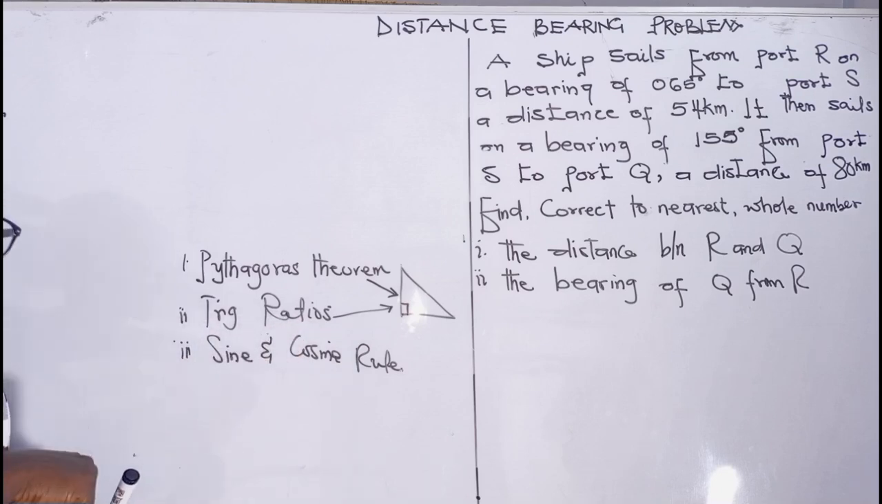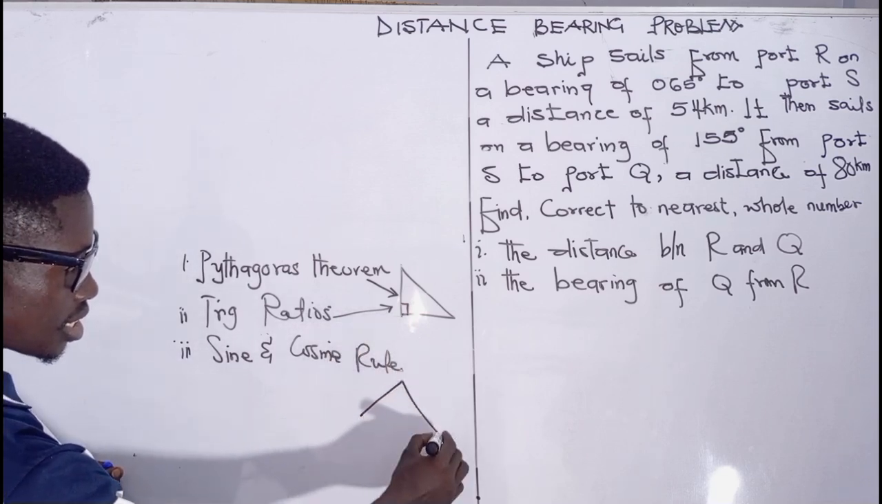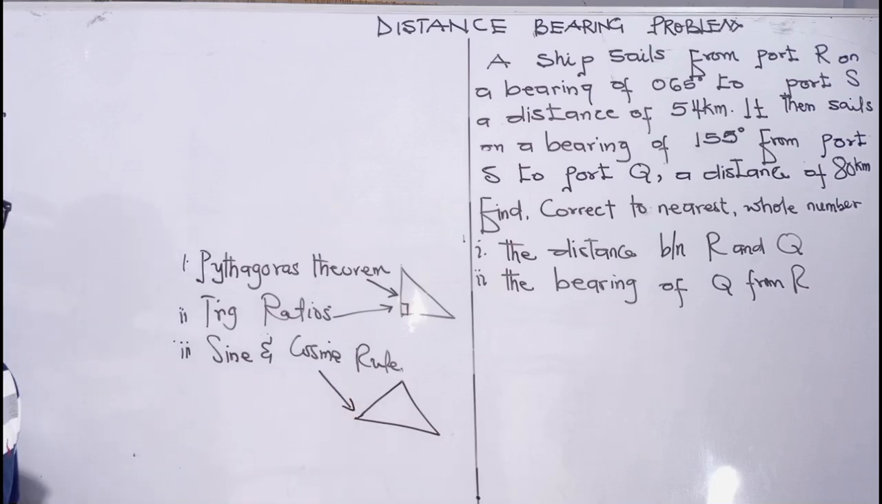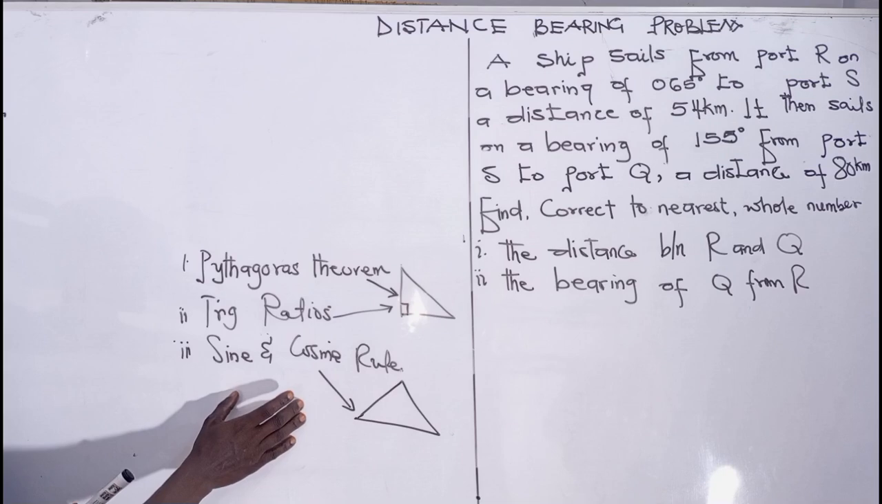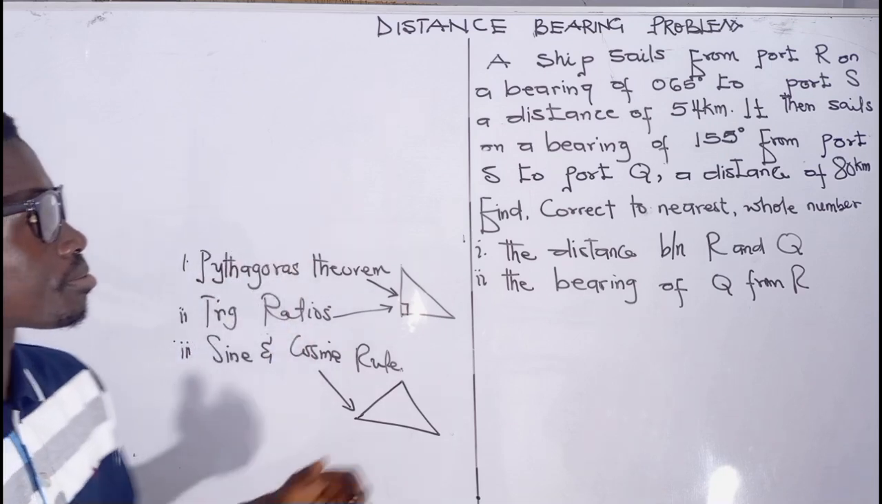But when a calculated angle within the diagram that you have drawn is not equal to 90 degrees, then we go for what? The sine or cosine rule. To get an in-depth of what I'm saying here, let's go through this example on the board.